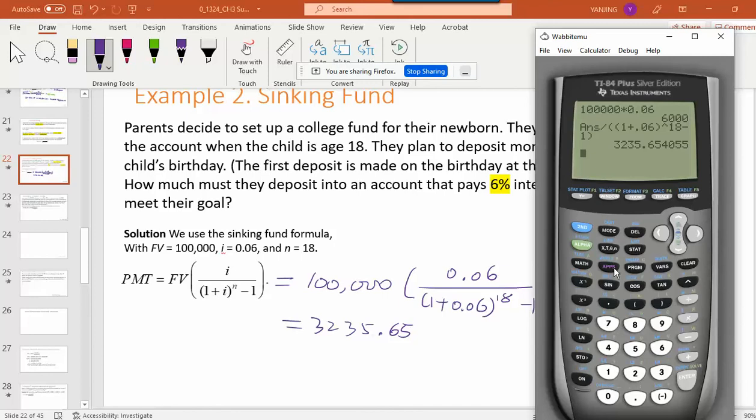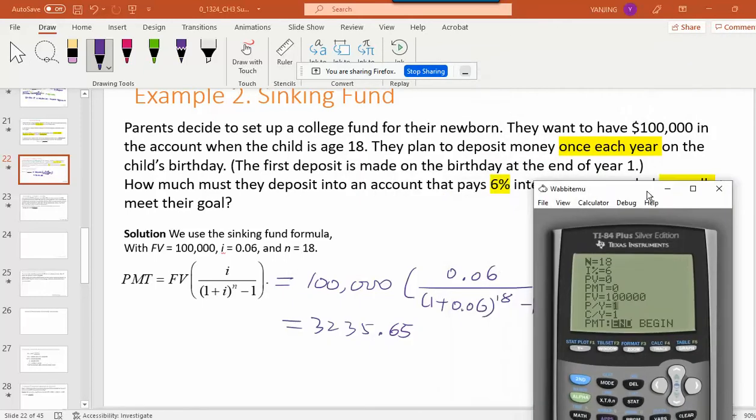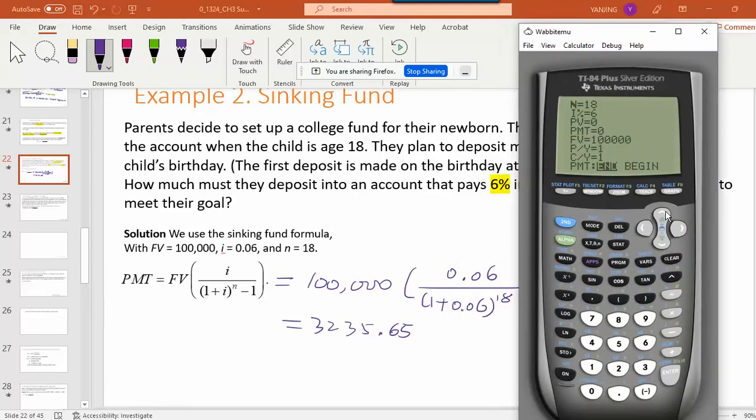Instead of the formula, I go to app, finance, TVM solver, and here is 1 times 18, or just 18, right? And the interest rate is 6%. And my payment, which is unknown, I'm going to come back to solve. This time we know the future value has to be 100,000. Payment per year is compounded annually, so that'll be just 1. And then we just come back to solve this payment.